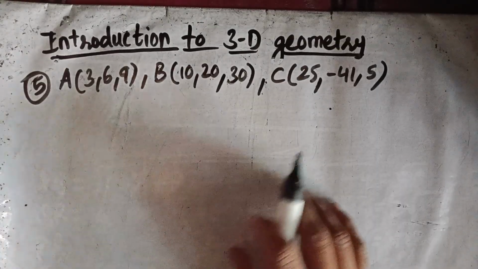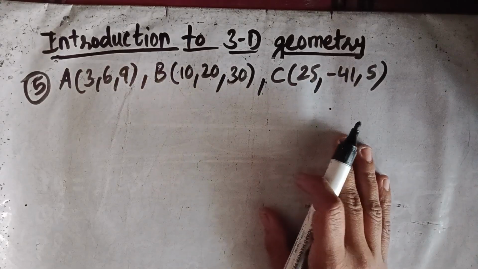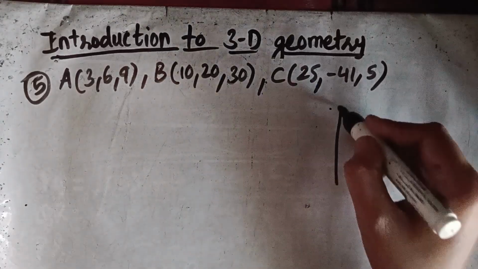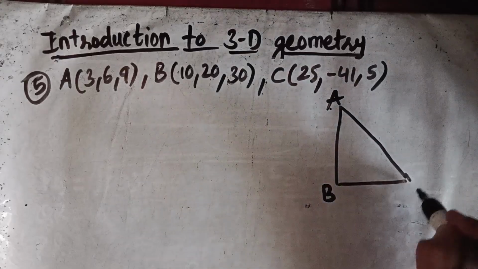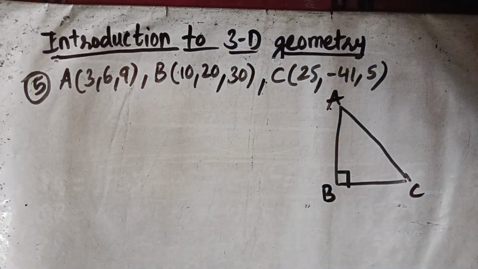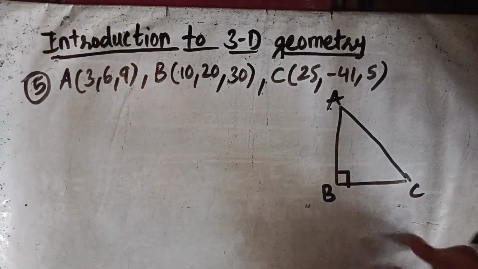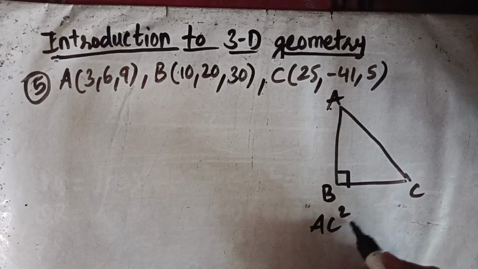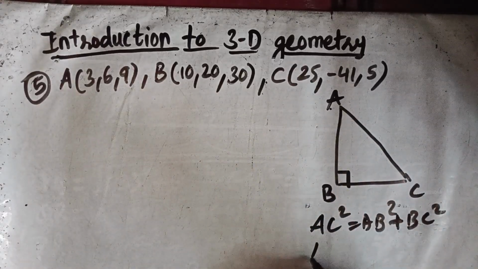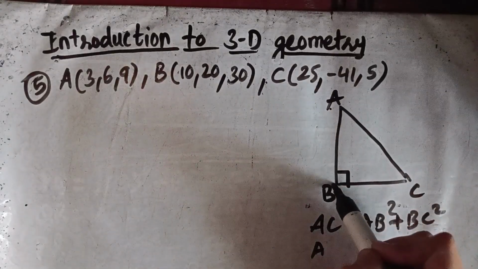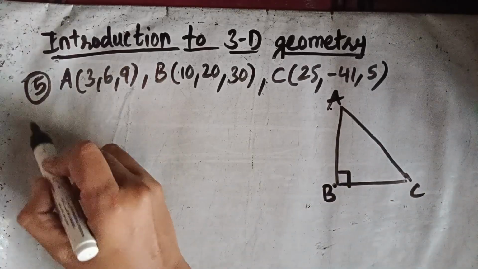Next question. These are the 3 vertices given. You have to check whether these are the vertices of a right angle triangle or not. How to check? By using Pythagoras. We need the distances AB, BC and AC. Then you have to show that AC square equals AB square plus BC square. AB can be the hypotenuse also. So first you find out the distances.